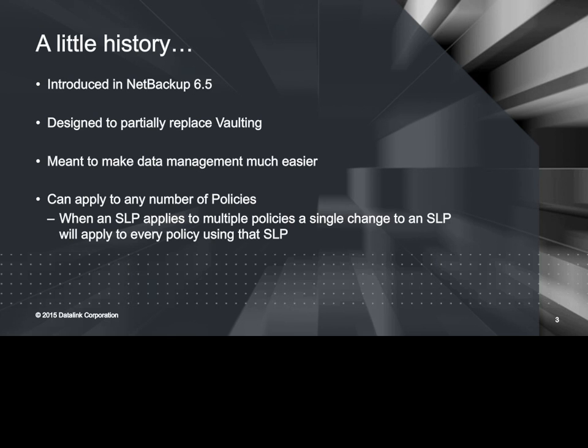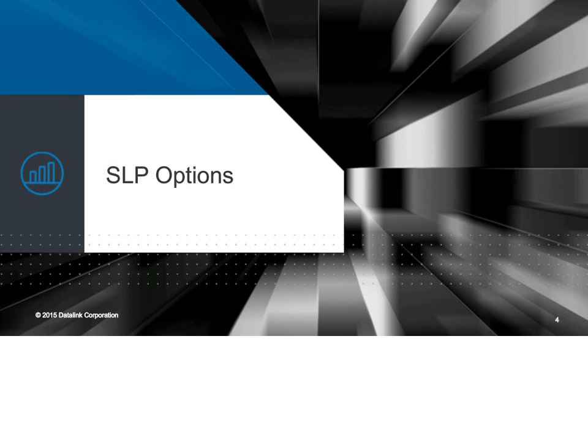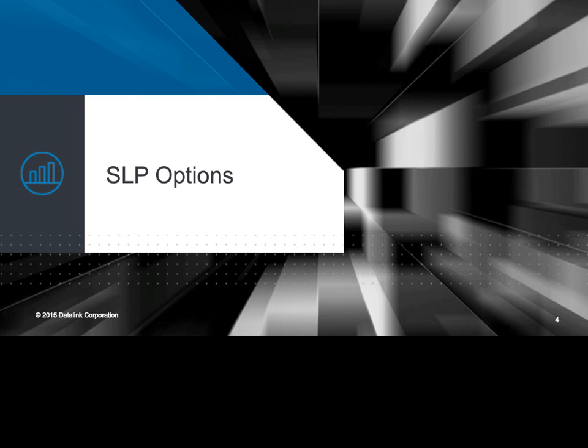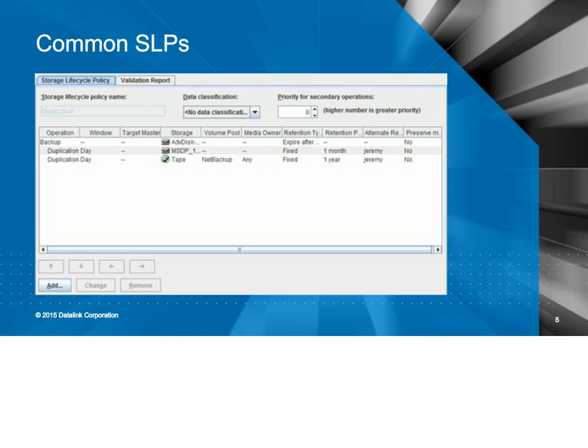So the first few things we're going to cover are some of the basic options you run into when setting up an SLP. This is a common SLP window. Anyone who's ever set them up has probably seen this window or something similar to it. As you can see, you have a backup going to an advanced disk, and then it duplicates to MSDP, then it duplicates again to tape. Pretty common scenario, but there's a couple of things in this that I want to go over that are very specific that a few people may not know about.